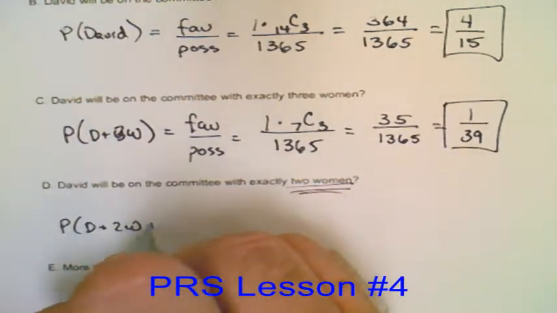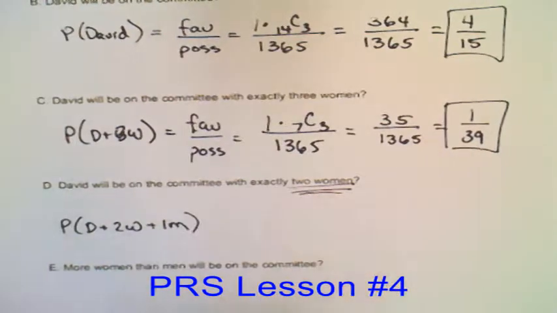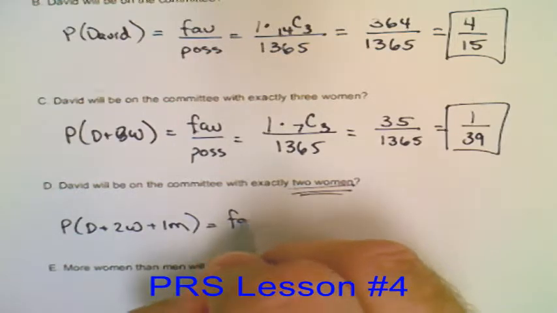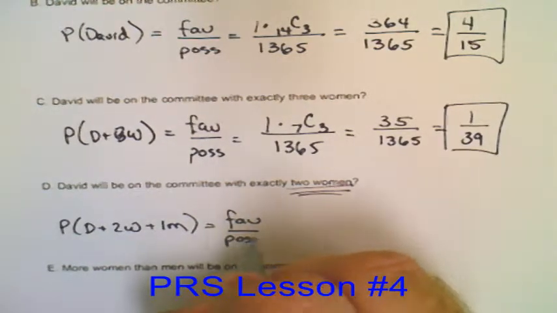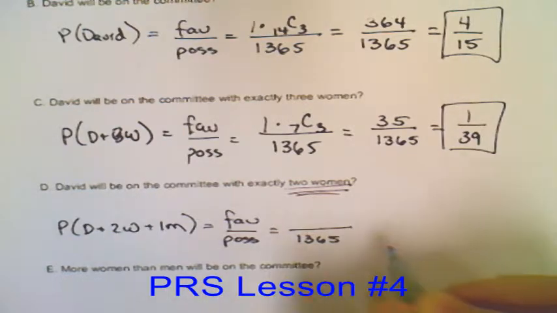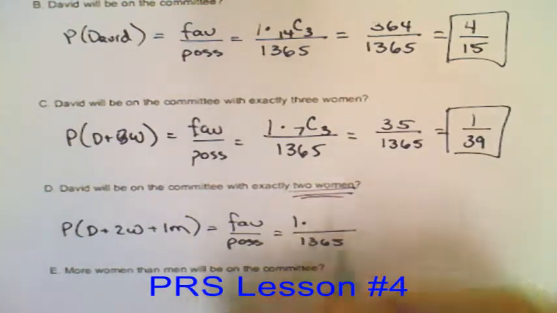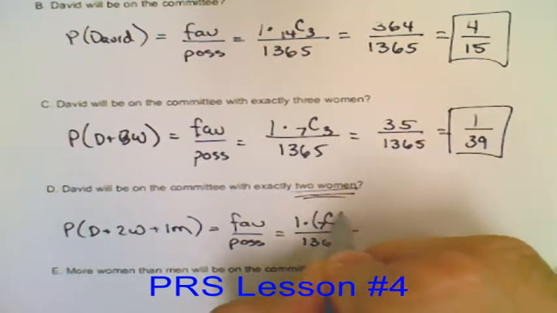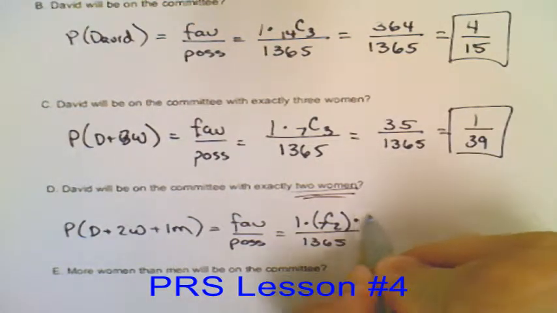Now you could do the same thing with men. I'm just kind of going with this idea. So I've got David with exactly 2 women. So the probability of David and 2 women, but it's a 4-person committee. So don't forget, just because it's not mentioned, that our last person must also be a man. So I've got favorable over possible.